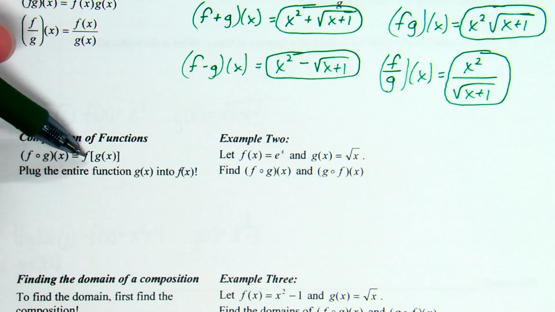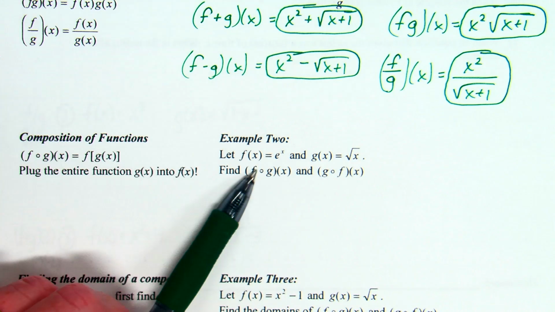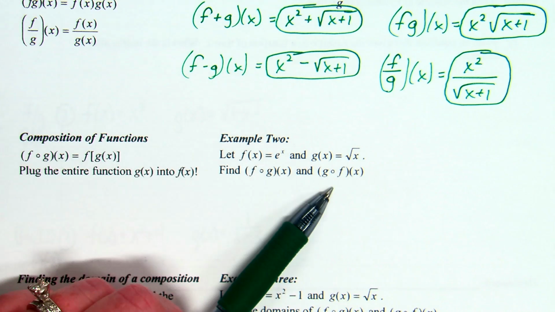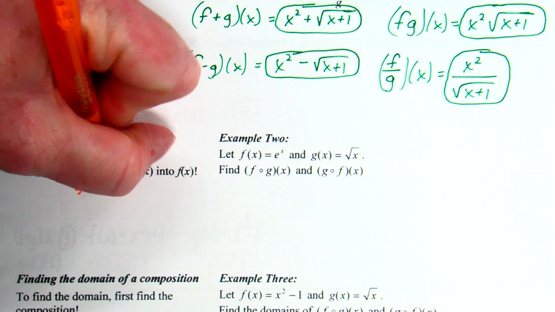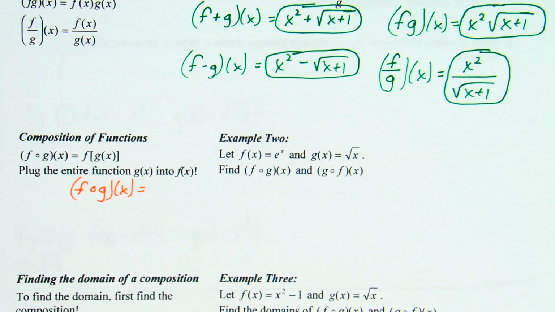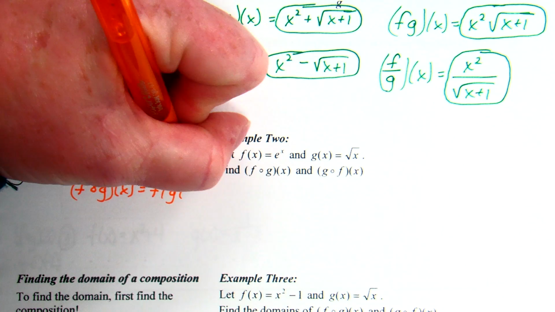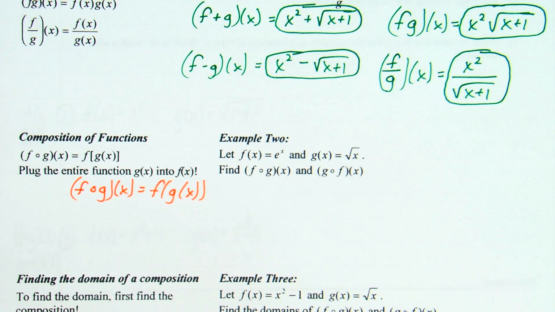Okay? We're actually going to talk about fog, so f composed with g, and we're going to talk about gof, g composed with f, which is just reversing how you do this. So let's look at what I refer to as fog, f composed with g of x. One of the first things I always do is rewrite this as f of g of x.